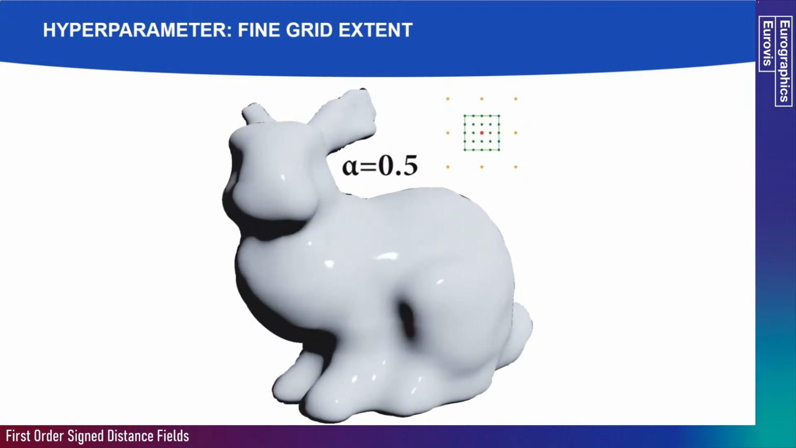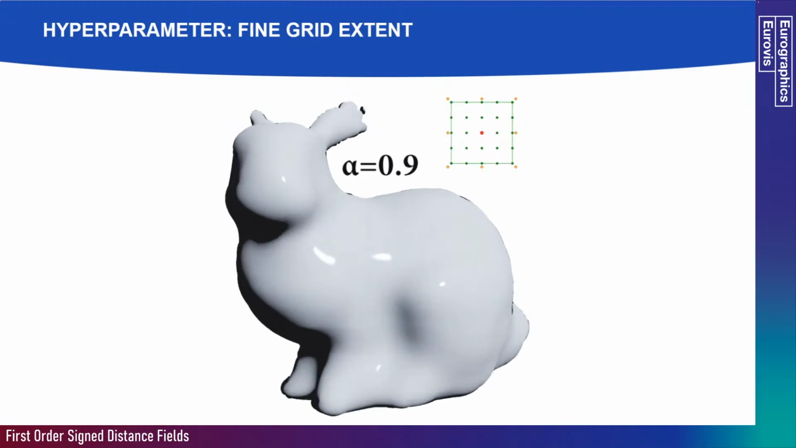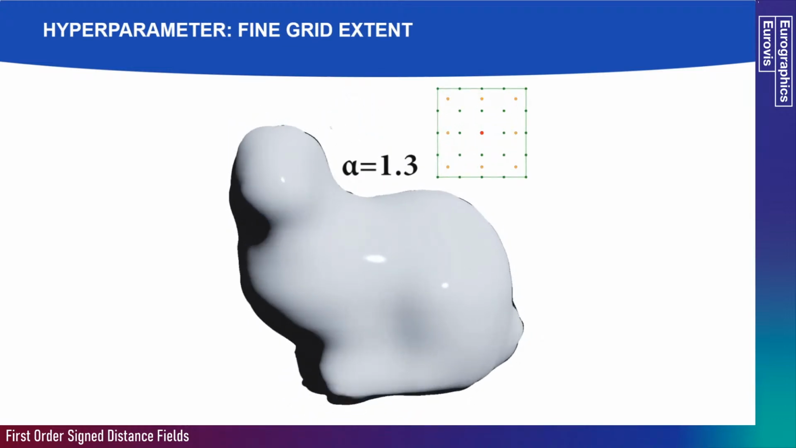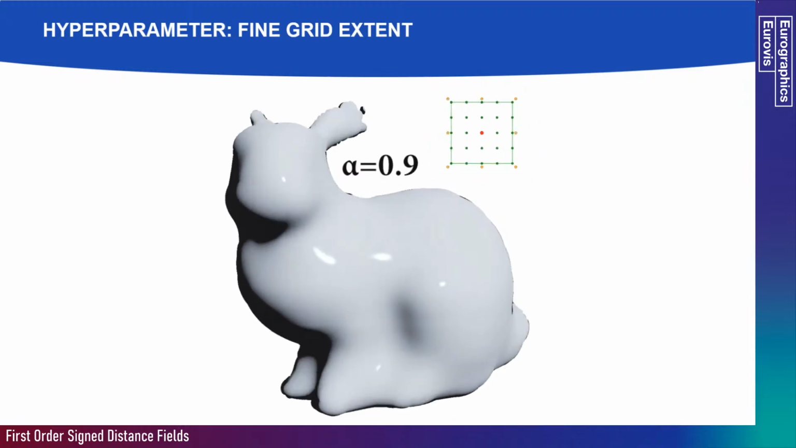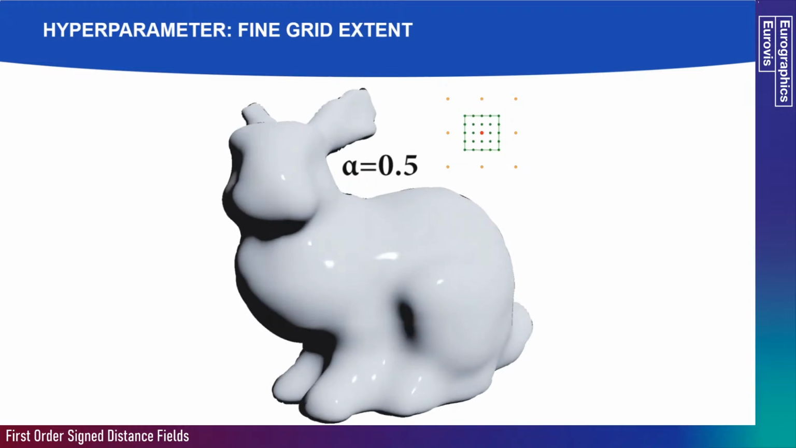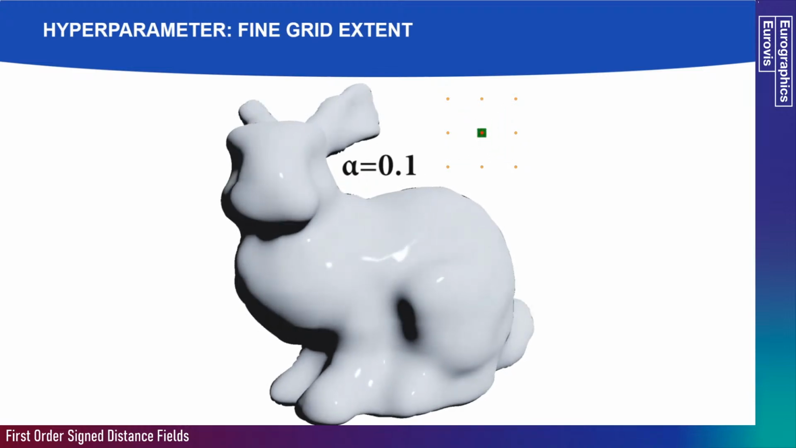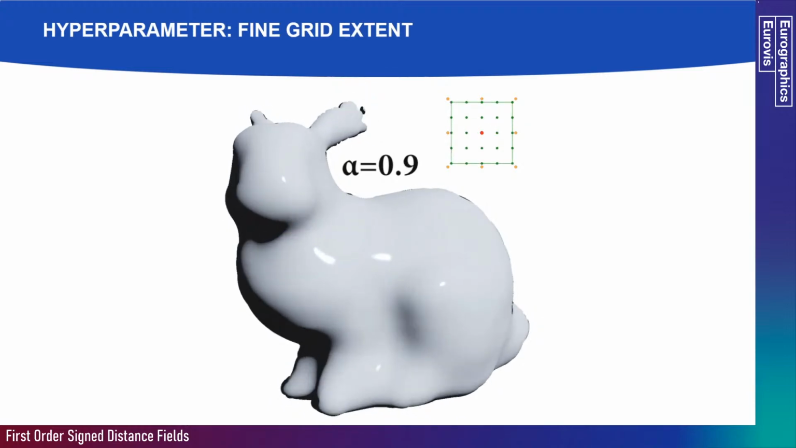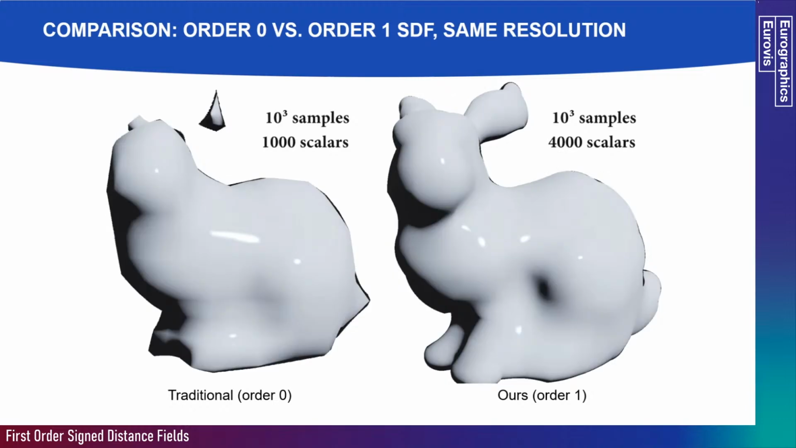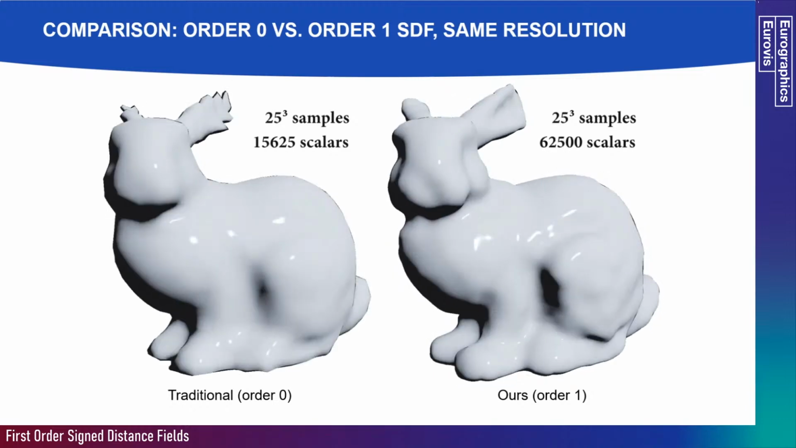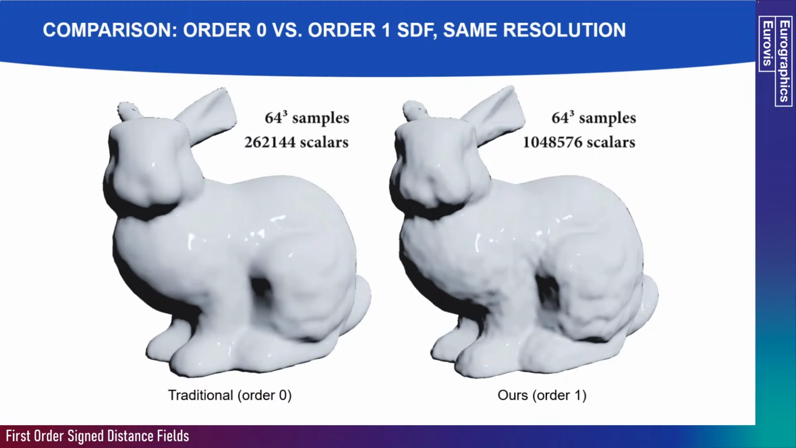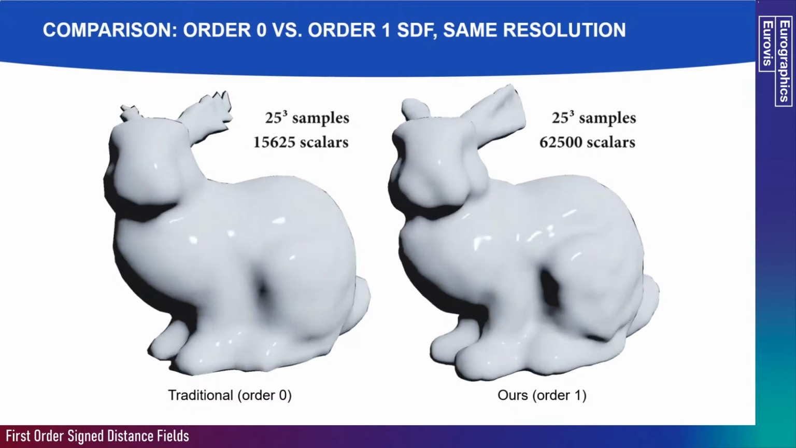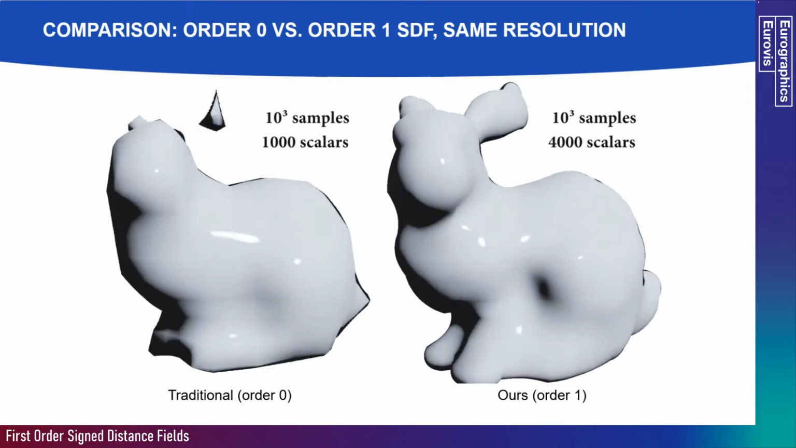For example, these images were generated using trilinear interpolation too. The smaller the fine grid, the less accurate the fit sample is farther away from its sample location. For higher resolution grids, extents above 50% up to 100% are a better go-to choice. This side-by-side comparison shows how zero and first-order signed distance fields look when they contain the same amount of samples. Note the much higher level of detail on the first-order field on the right.